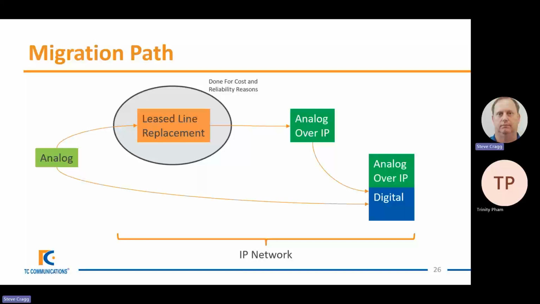So what we're saying here is make your system more reliable first by replacing your leased lines, lower the cost by replacing your leased lines, make it more robust by using our equipment to do analog over IP, and then buy yourself some time and give yourself a good solid IP backbone for your digital rollout. So that's the solution.